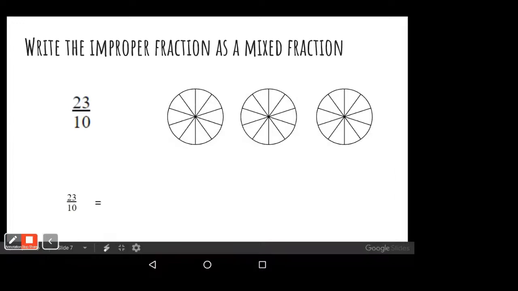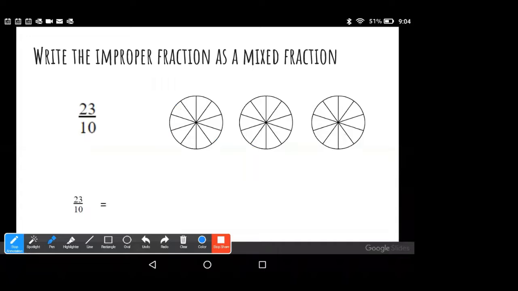23/10. Without the picture, what most people do is say, okay, 10 will go into 23 how many times? 10 goes into 23 2 times with how many left over? So 2 times 10 is 20. How many more do I need? 3. So 3/10. So it's not something you have to draw a picture for. Think about it in your head. 10 goes into 23 2 times, so that's 2 wholes with 3 left over.